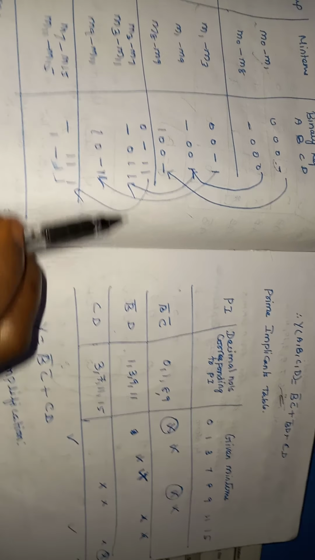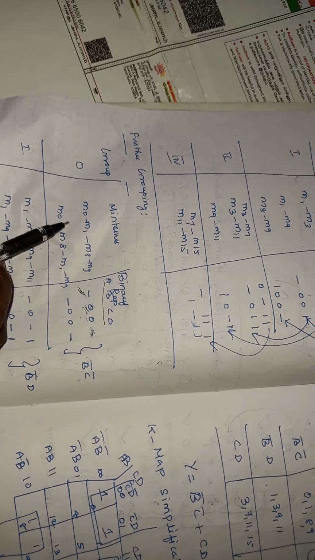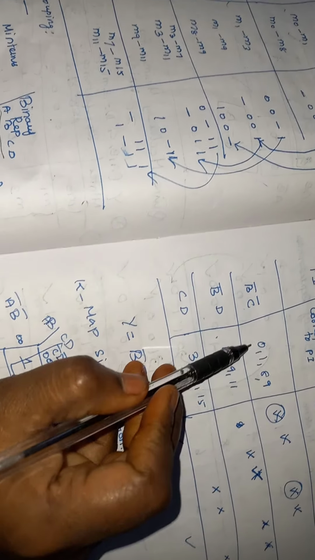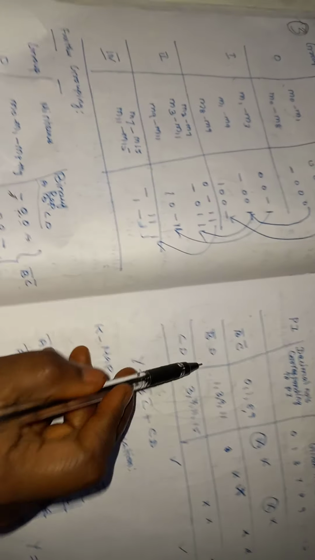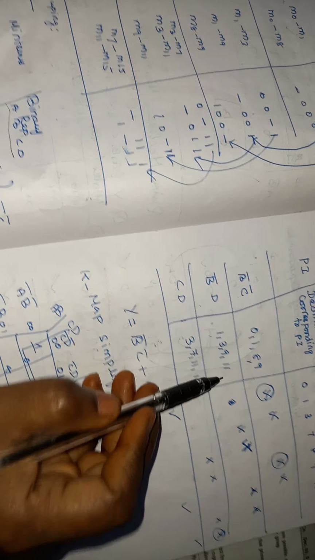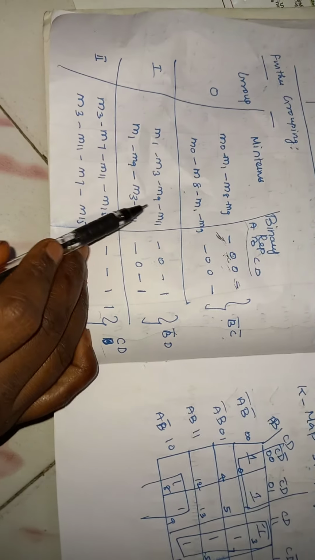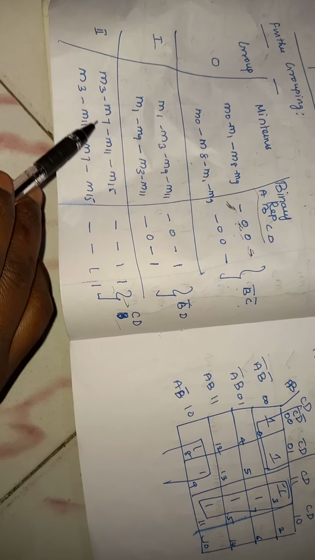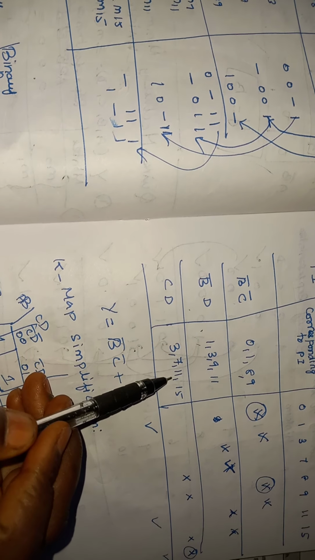For B bar, C bar, the combined min terms are called what? M0, M1, M8, M9. So that I have written here. For B bar, D, it is M1, M3, M9, M11. For C, D, you have to write it as what? M3, M7, M11, M15.